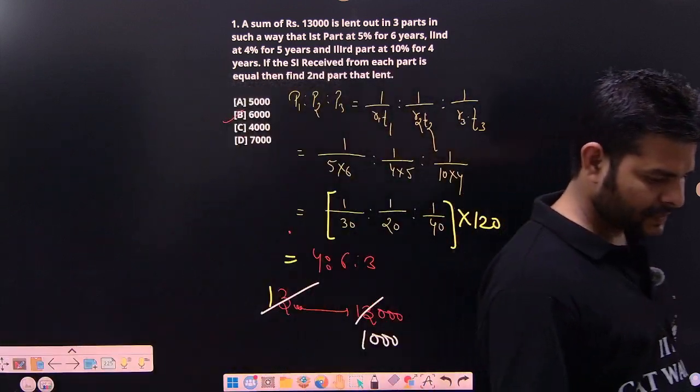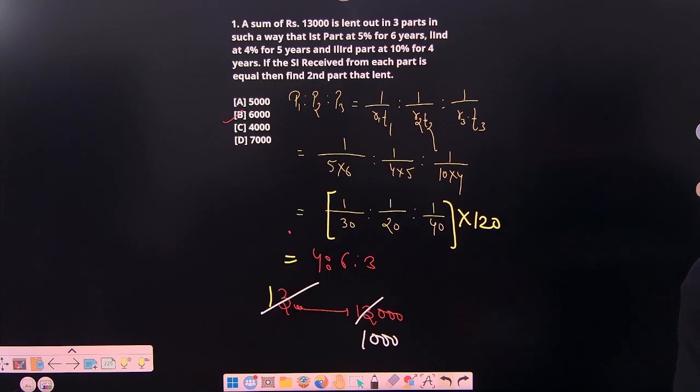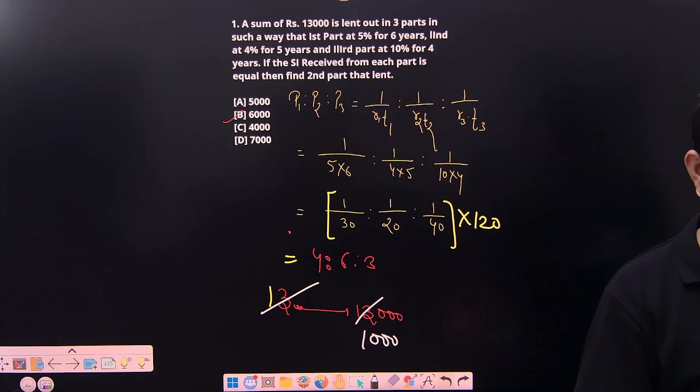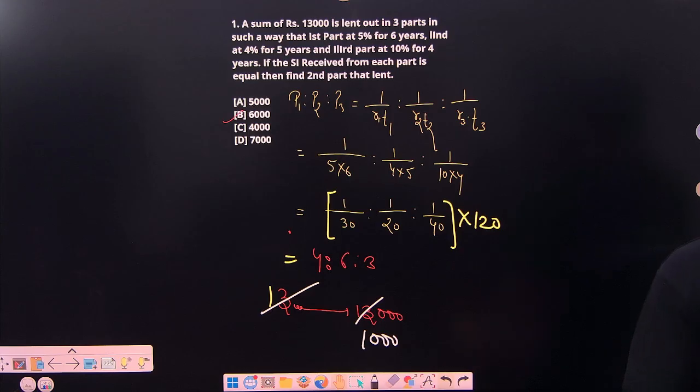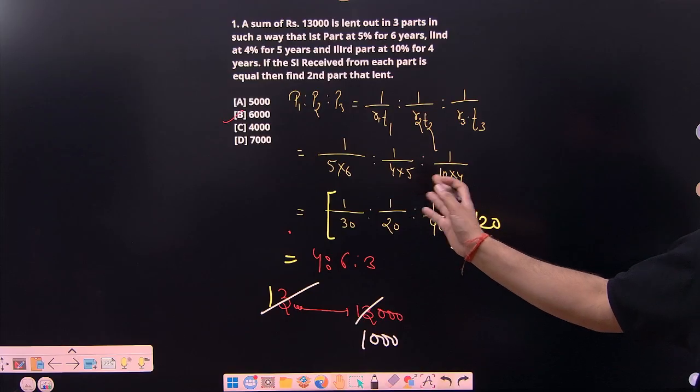The last type, just for 10 minutes, type number 12, is installment. We will discuss it tomorrow, a topic of about 45 minutes. I am talking about SI installment, not CI. The last type is just related to the same type.